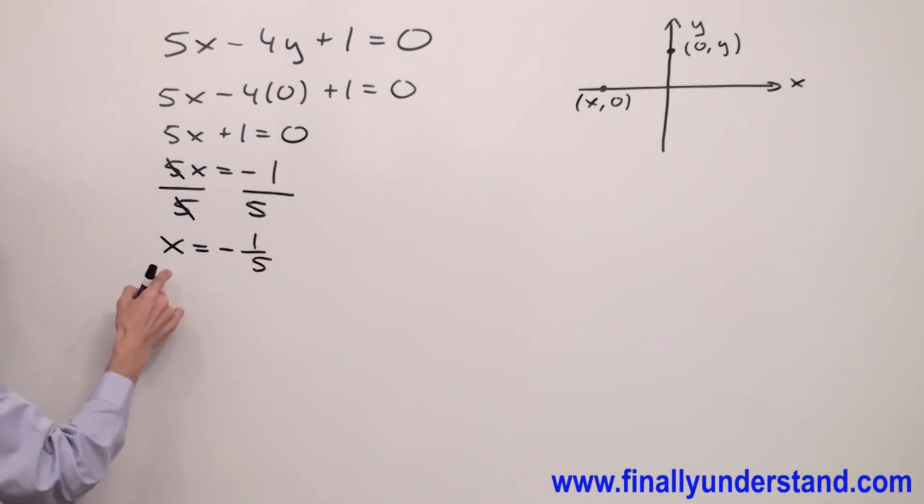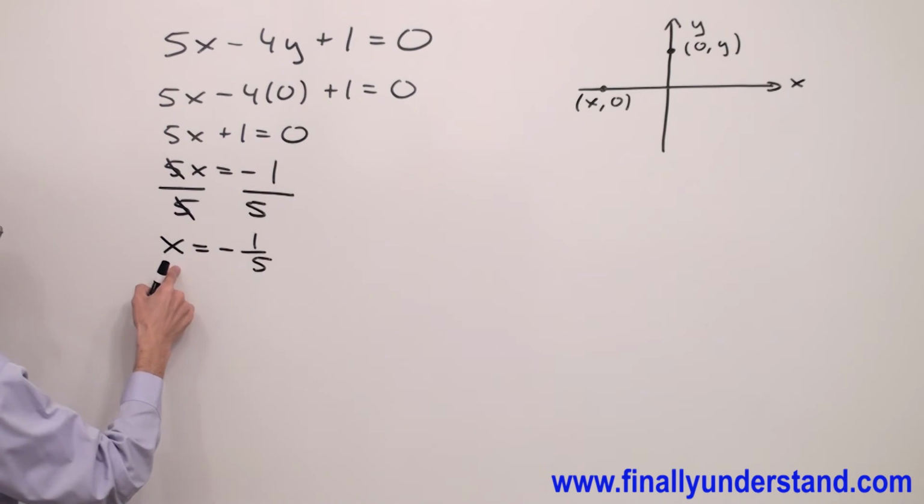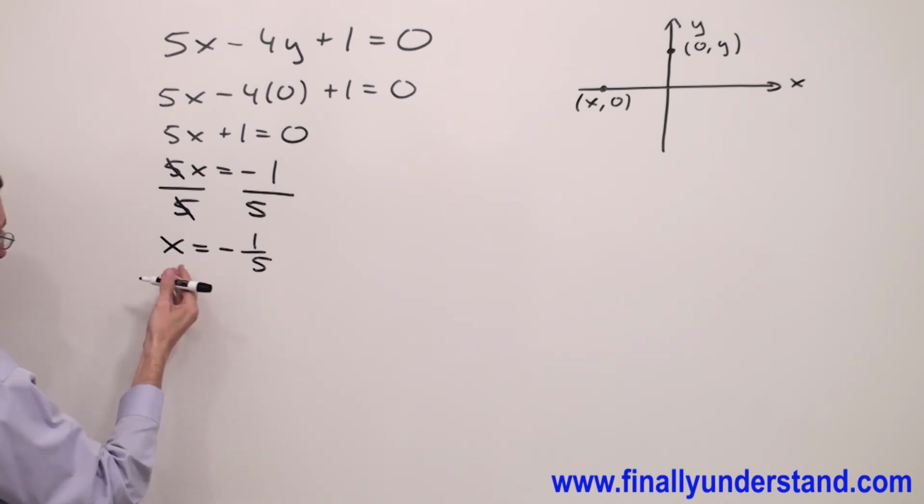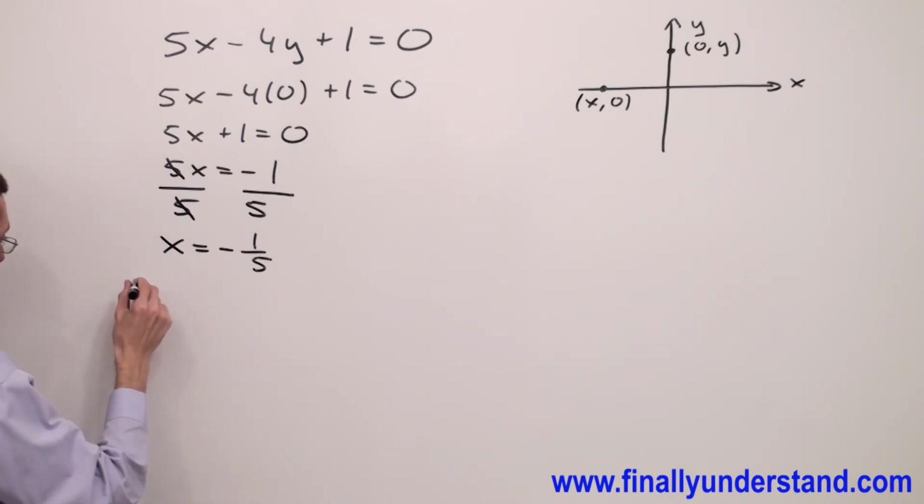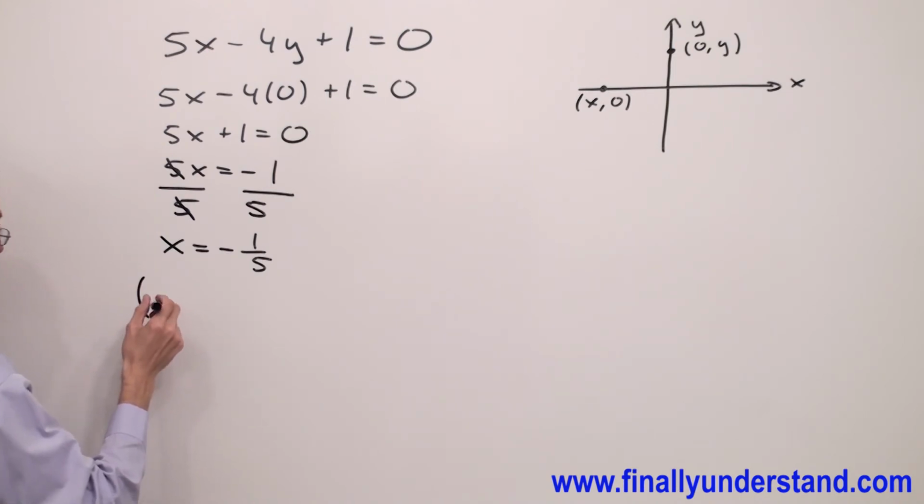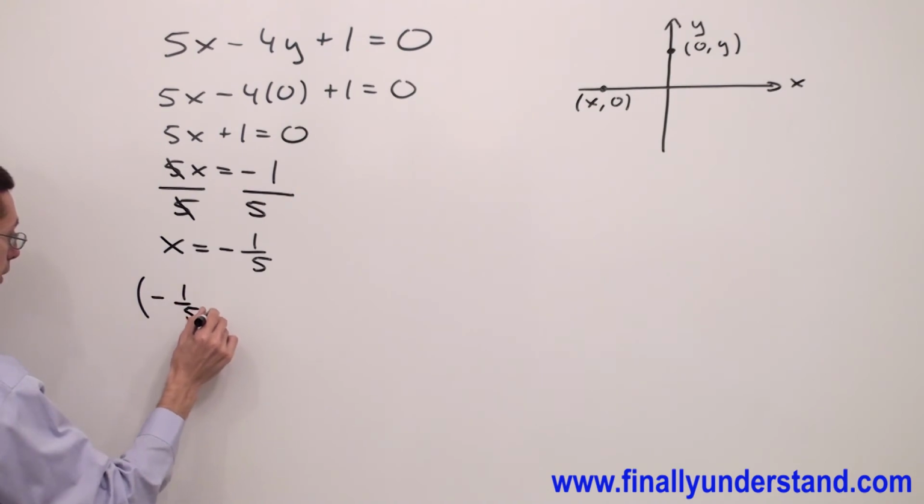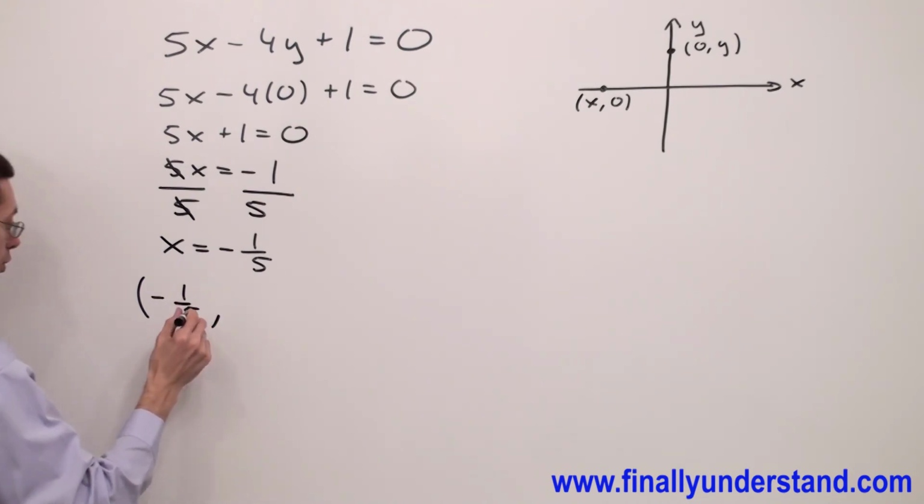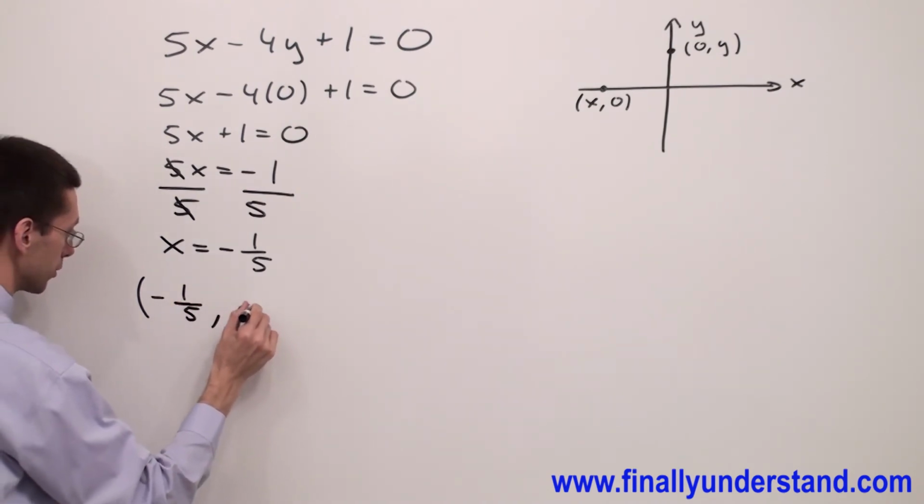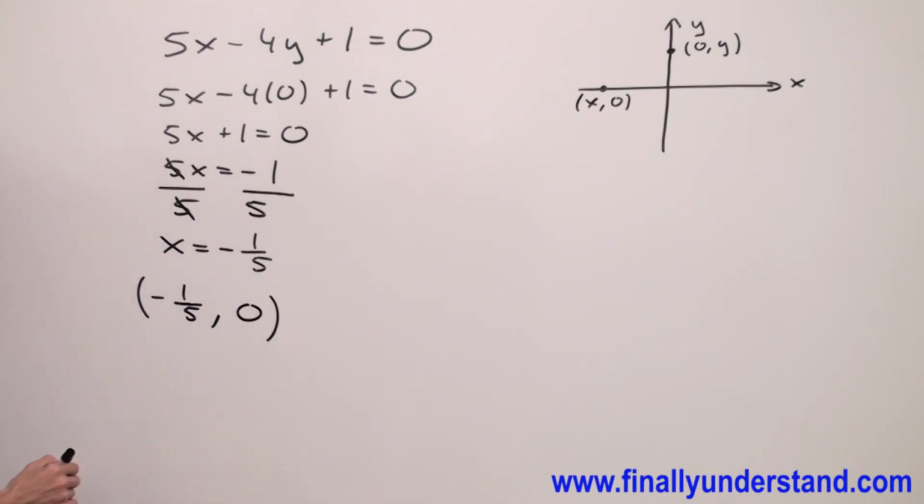So this is my x-intercept. So I found x, I can find the point. The point is, as I said before, x is equal to negative 1/5 and the y coordinate is equal to 0. So this is my x-intercept.